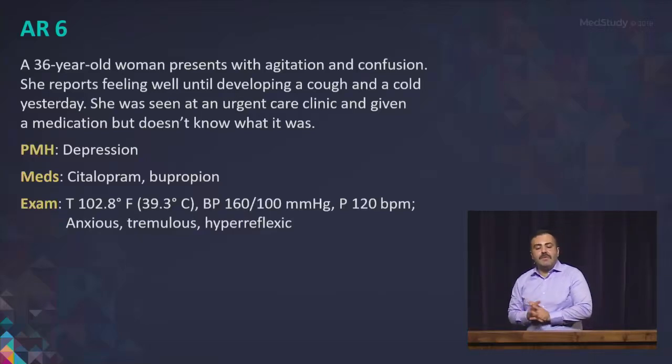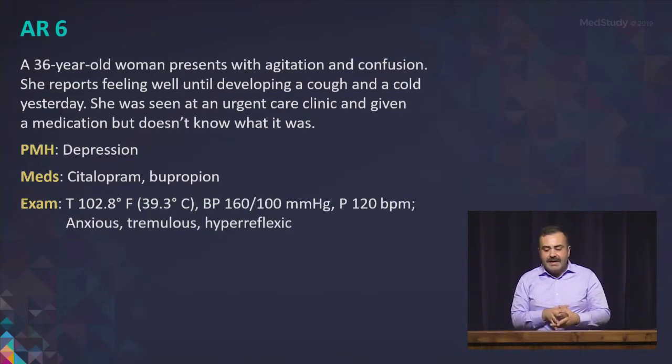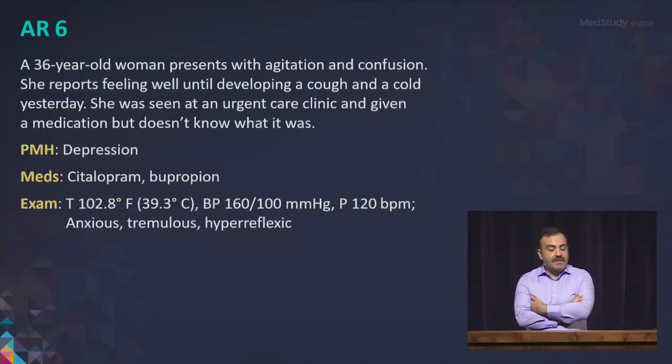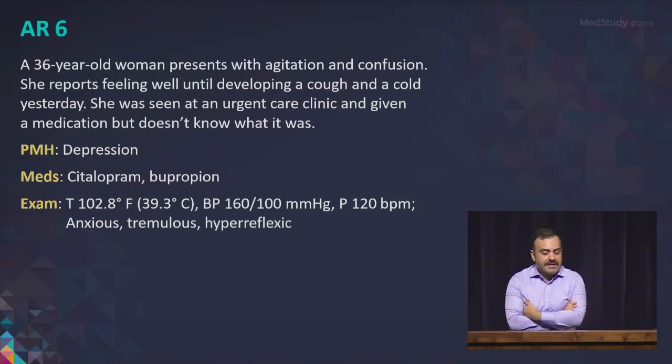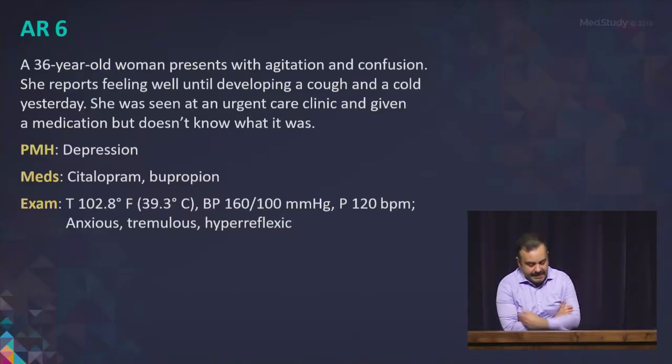A 36-year-old woman presents with agitation and confusion. She reports feeling well until developing a cold and a cough yesterday. She was seen at an urgent care clinic and given a medication she does not remember the name of. Her past medical history is significant for depression. Current medications are citalopram and bupropion. On exam, she's febrile. Blood pressure is a little bit elevated. Her pulse is elevated. She looks anxious, a little bit tremulous on the exam, and she's hyperreflexic.